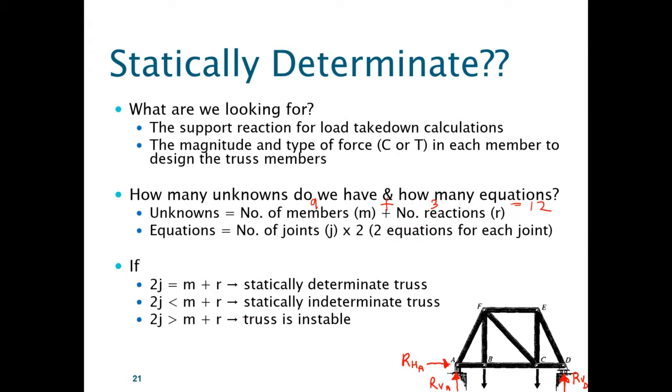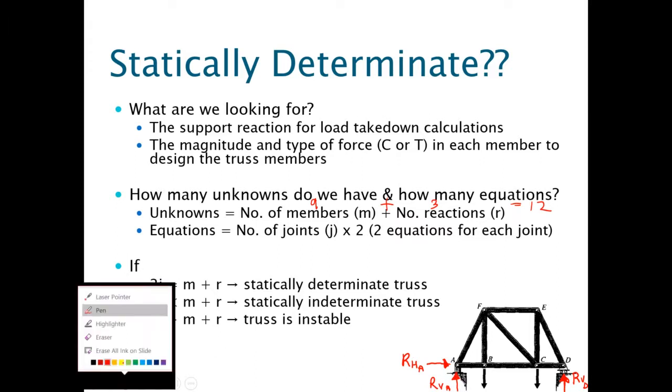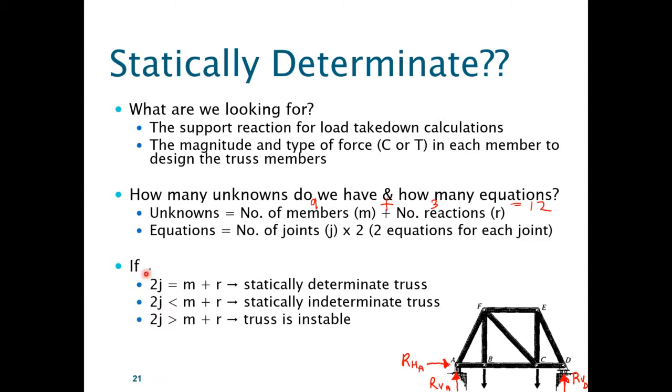And in terms of the equations, so how many equations can we generate? So we have 12 unknowns, force in each of those members. So that's 9 forces, 9 members, and the 3 reactions. So that's 12 unknowns in total.